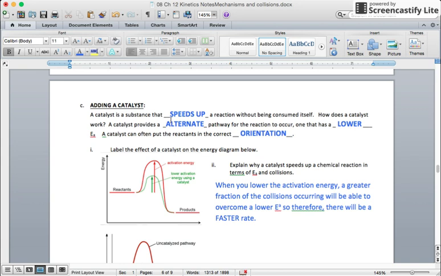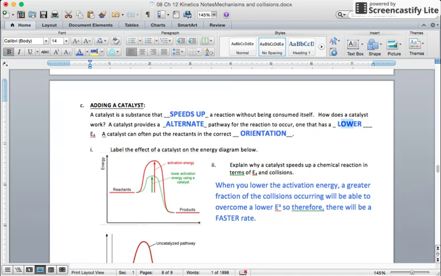Okay, so first of all, a catalyst, as you know, is a substance that speeds up a reaction without being consumed itself. We saw a great example of a catalyst when we had that puking pumpkin, and we added the catalyst and whoa, it just took off, right? So how does a catalyst work? Well, we're going to show you a really cool demonstration in class, but right now, a catalyst somehow provides an alternate pathway for the reaction to occur. Most importantly, this pathway will have a lower activation energy.